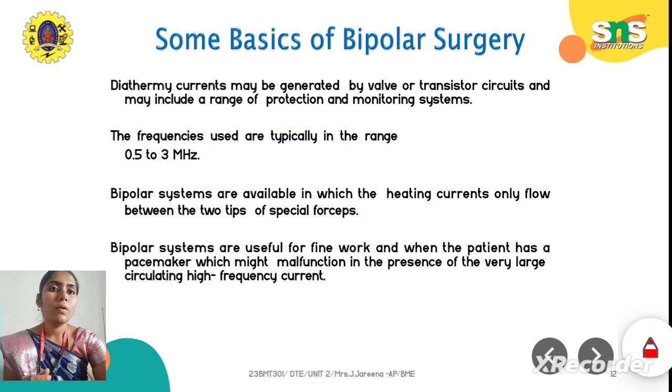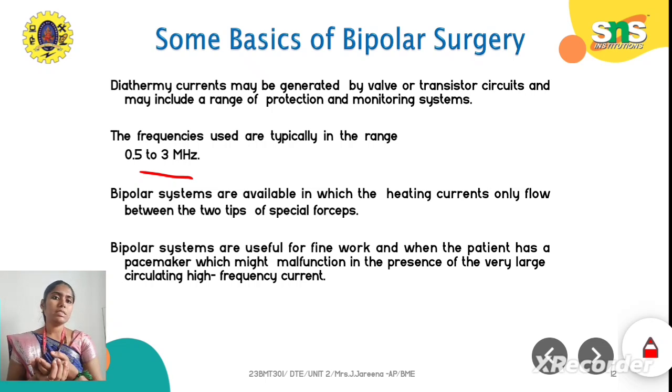Here also you can use a frequency range of 0.5 to 3 megahertz. This bipolar system allows the current to flow only between the tips of the electrodes. The special electrode used in the bipolar technique is in the form of forceps: you have two projections, one side for current flow into the body, and the other side collects the current from the body. That type of electrode is called a forceps electrode.